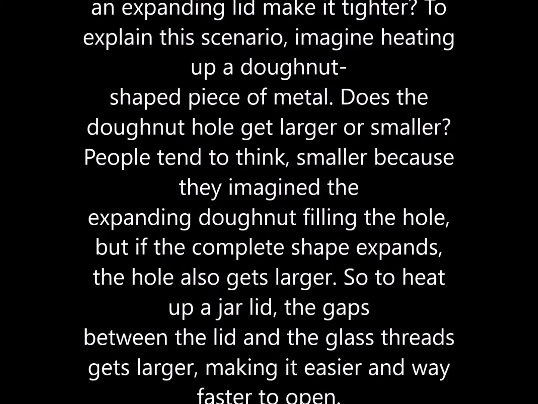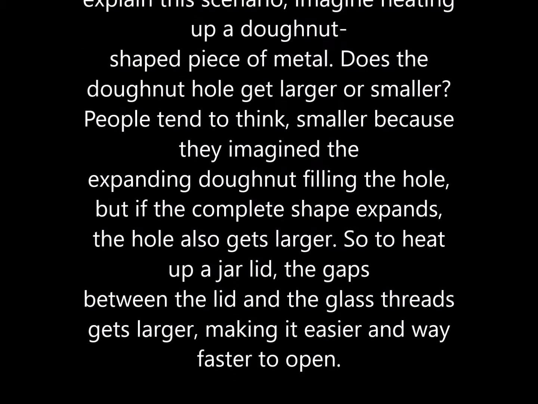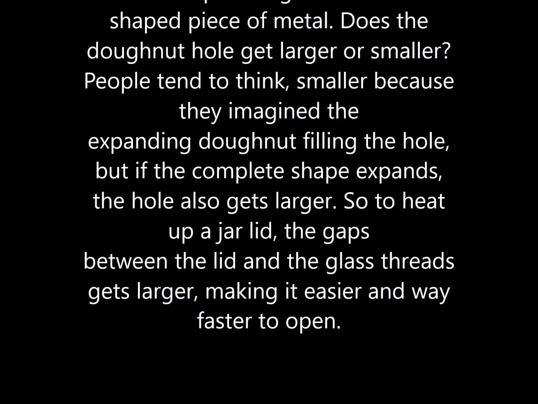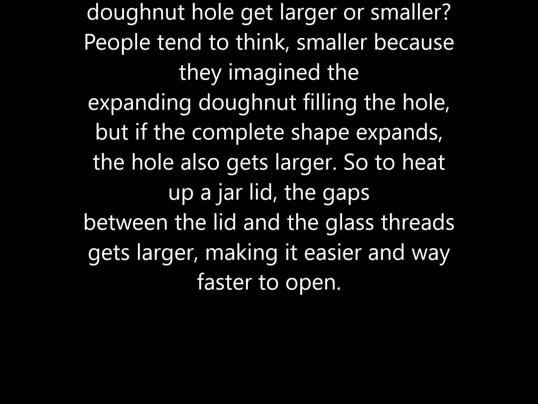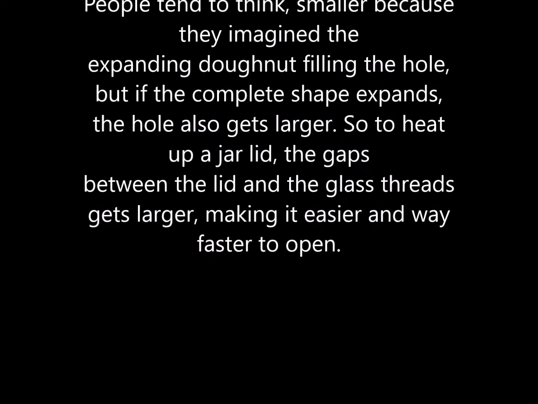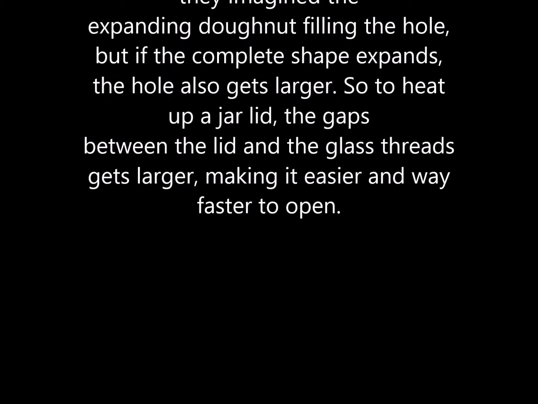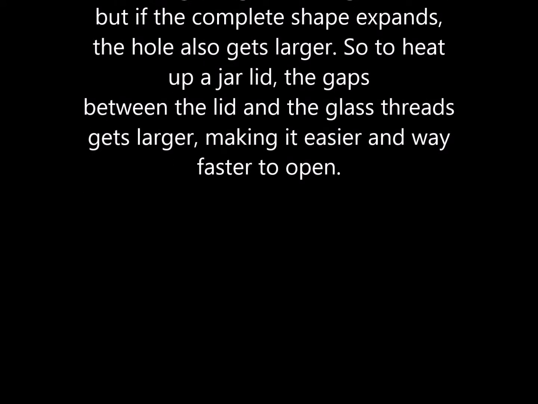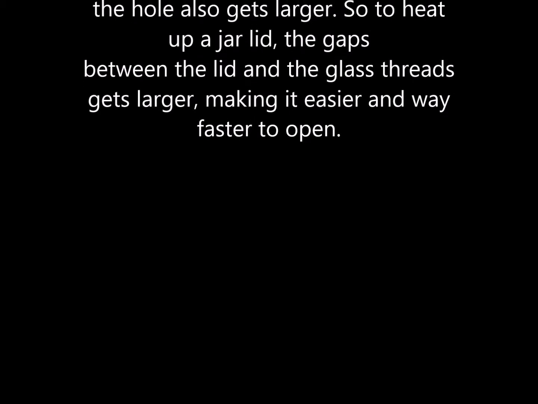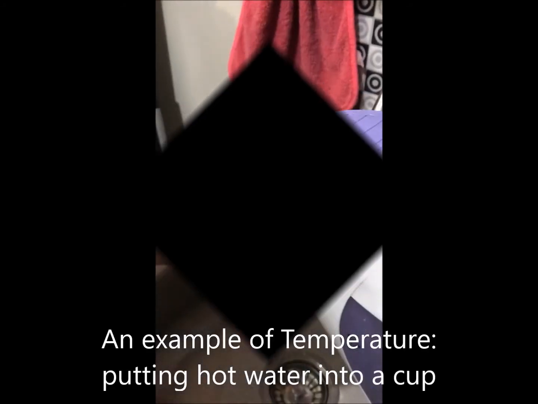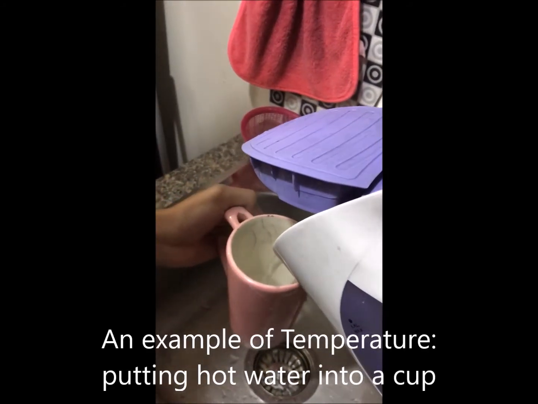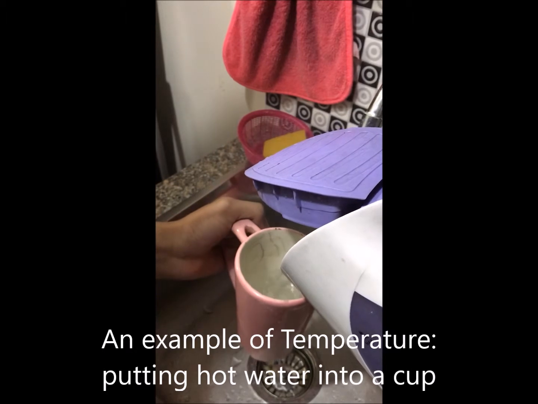To explain this scenario, imagine heating up a donut-shaped piece of metal. Does the donut hole get larger or smaller? People tend to think smaller because they imagine the expanding donut filling the hole. But if the complete shape expands, the hole also gets larger. So if you heat up a jar lid, the gaps between the lid and the glass threads get larger, making it easier and way faster to open.